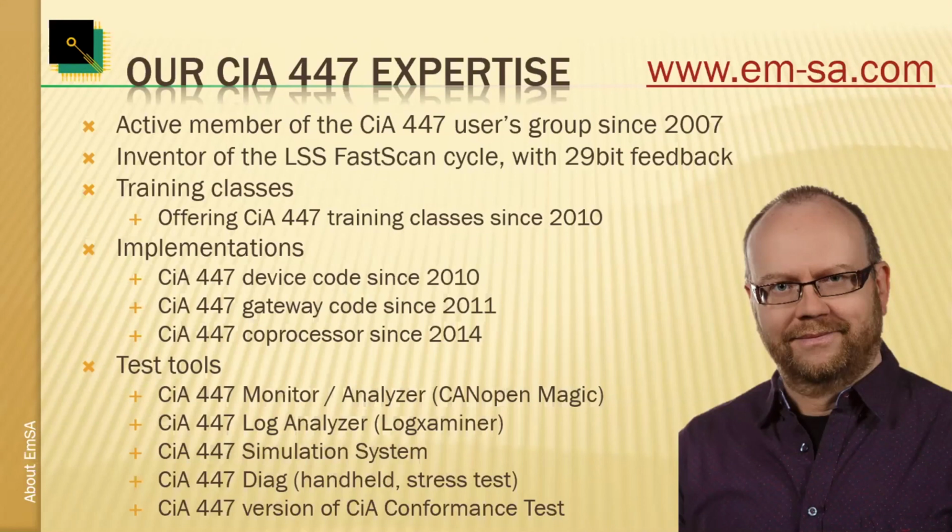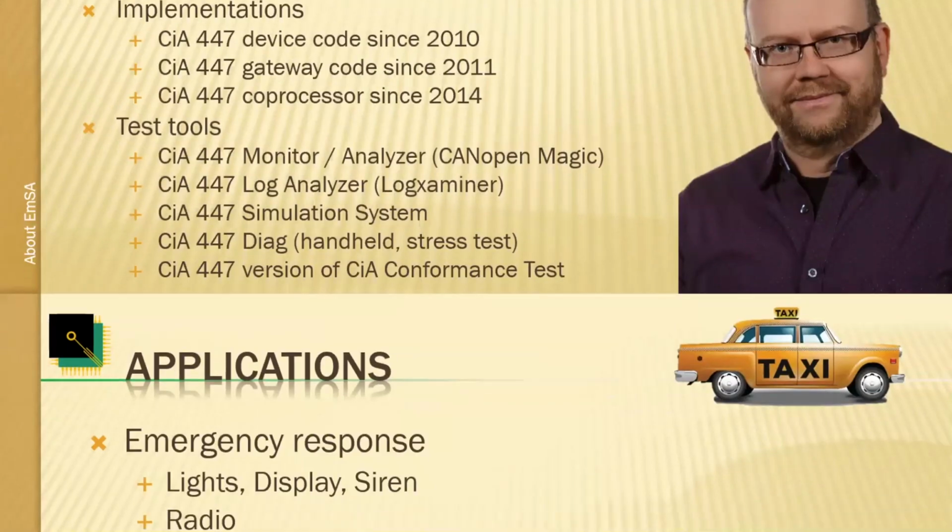We have implementations available since 2010 for devices, gateways, and I'll also be talking about some of the coprocessor solutions. And there is quite a list of test tools that we were involved in, because as you saw from Thilo's presentation, there are quite a few things that are different to the regular CANopen. So when it comes to testing, monitoring, analyzing, regular CANopen tools can only be used to a certain limit unless they implement the 447 specifics. So there's quite some work involved in getting these test tools working.